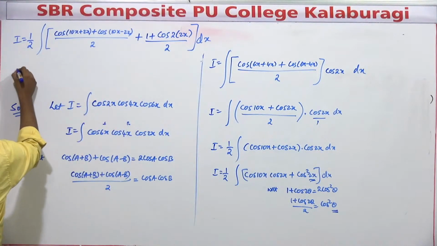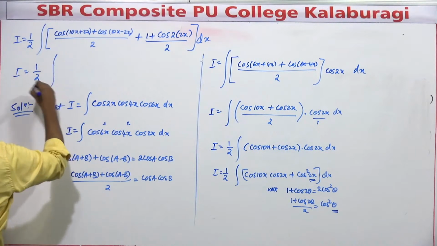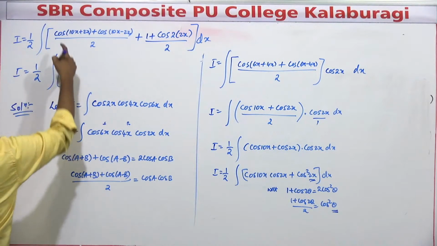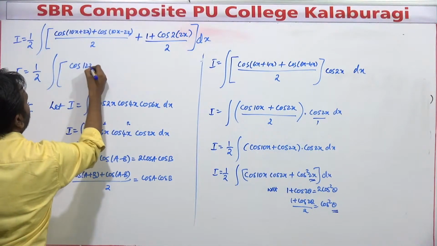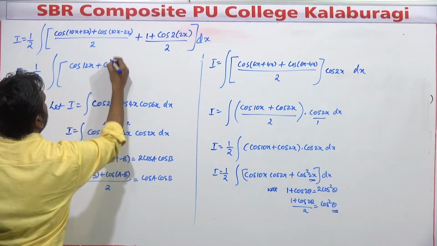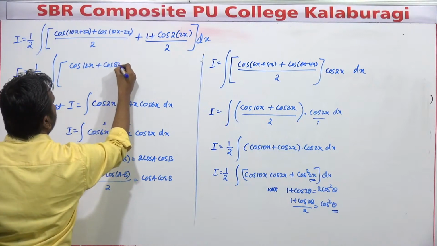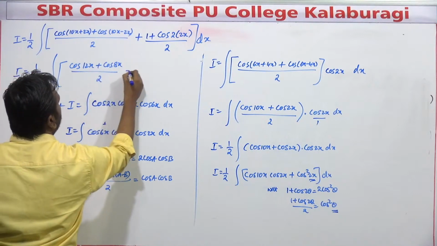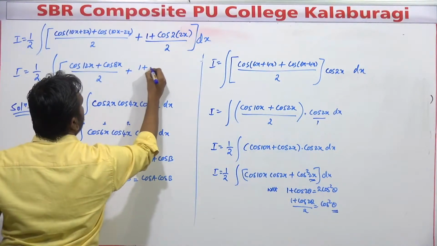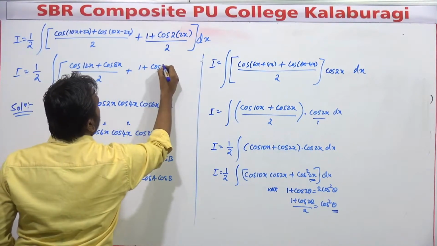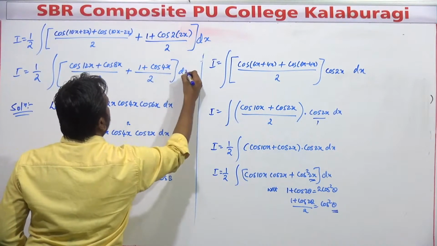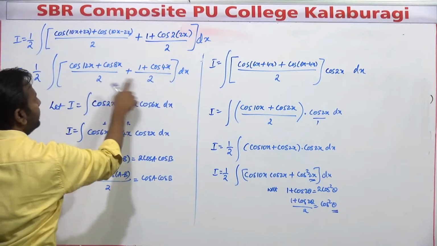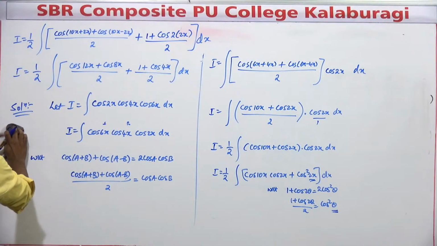Now you see here. Simplify the things in the integral, the bigger bracket. So simplify here. 10x plus 2x is 12x. What is 10x minus 2x? It is 8x. Whole divided by 2. Plus here, 1 plus cos 2 into 2x, 4x, divided by 2, dx. Correct now? Take the LCM, students. Take the LCM. I'll be erasing this.